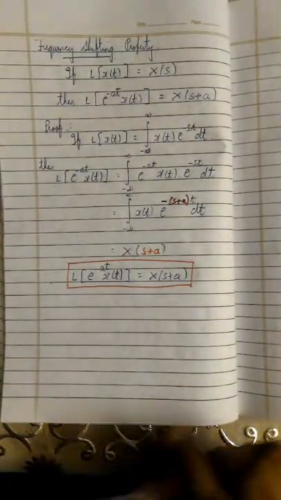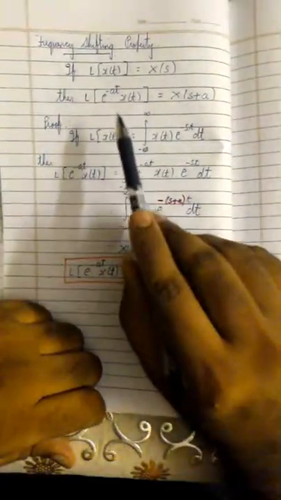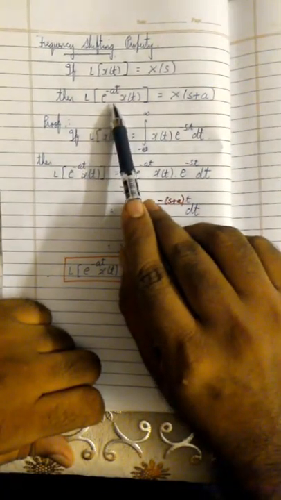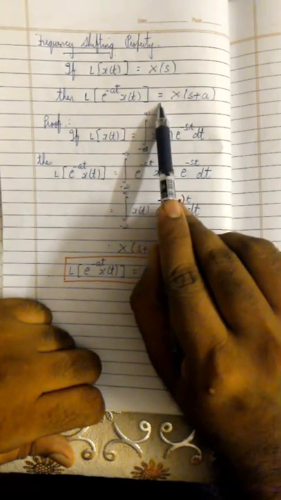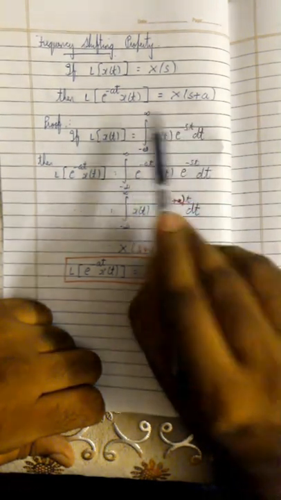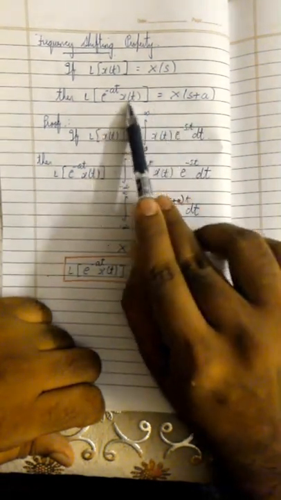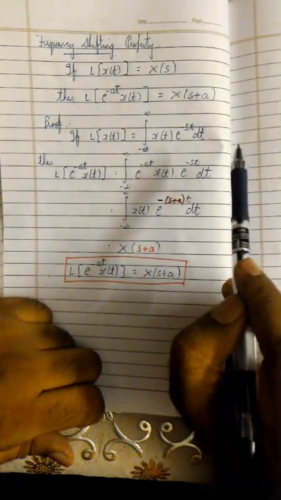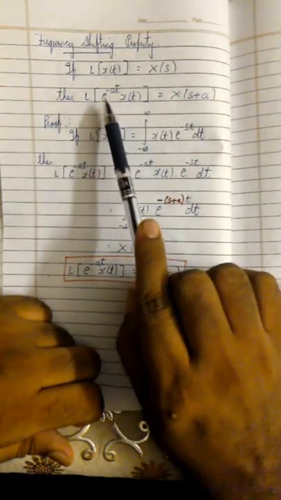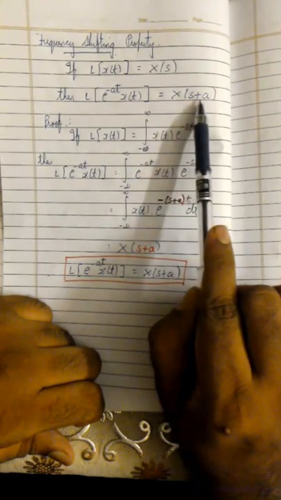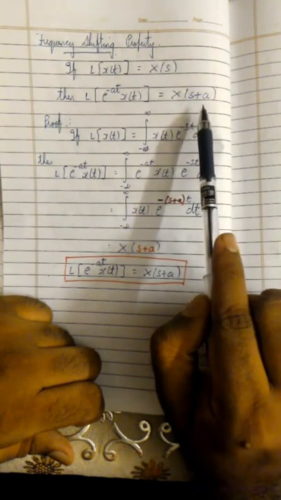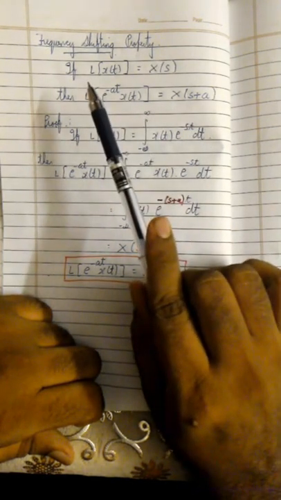If the Laplace transform of x of t is equal to X of s, then the Laplace transform of e raised to minus at into x of t is equal to X of s plus a. This is the frequency shifting property. That is, the Laplace transform of e raised to minus at x of t is equal to X of s plus a. Here, if you look carefully, this is the opposite of the time shifting theorem.